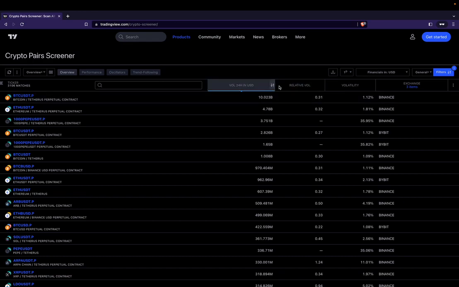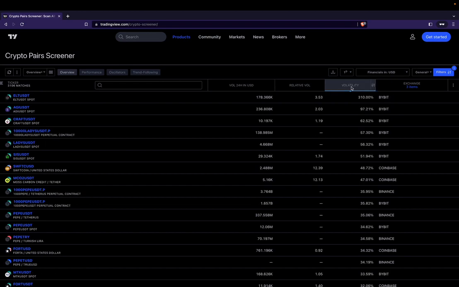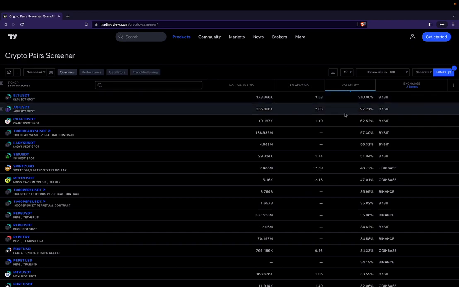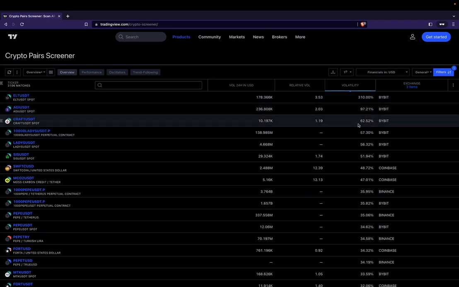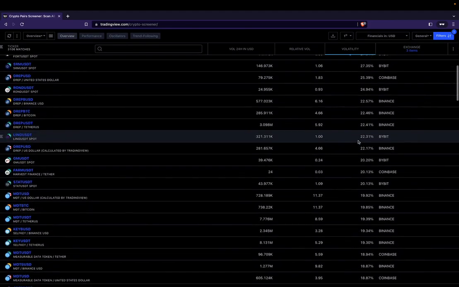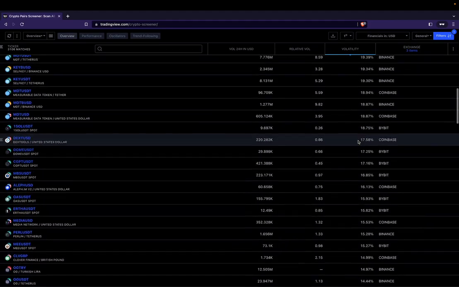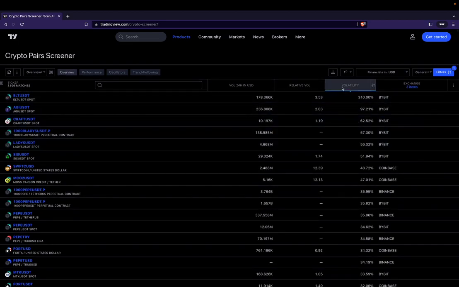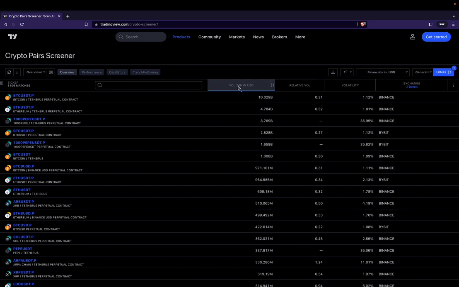We now have our volume, our relative volume, and our volatility. Let's check volatility again. Now it looks much better. Now we've got the highest one of 310%. We've got some 97%, 62%. Much more of a balanced view with volatility. We don't have any enormously crazy volatility that would be impossible to trade. And we've got a decent amount of coins to choose from. So, we want to now filter for volume.